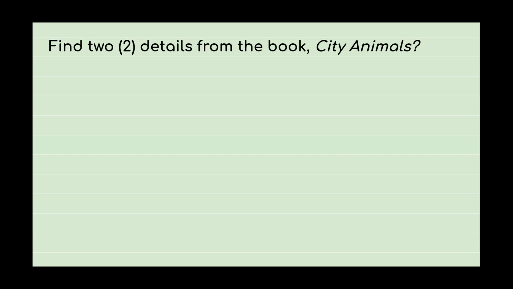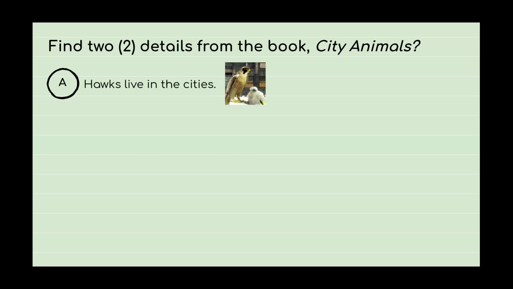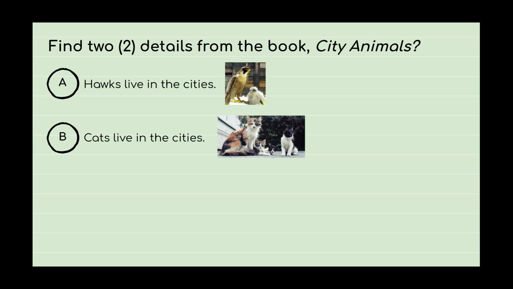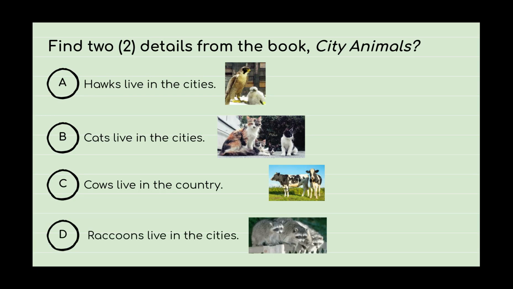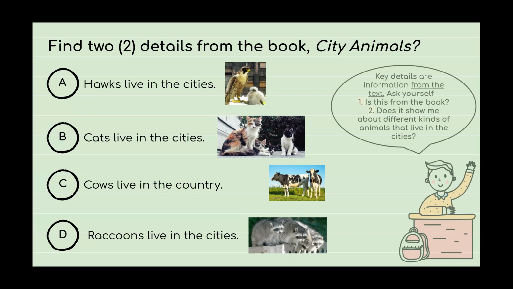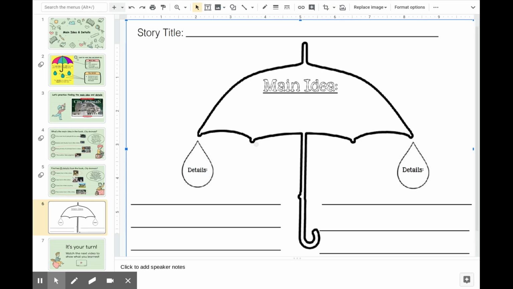Find 2 details from the book City Animals. A. Hawks live in the cities. B. Cats live in the cities. C. Cows live in the country. D. Raccoons live in the cities. Think about which two options show details.